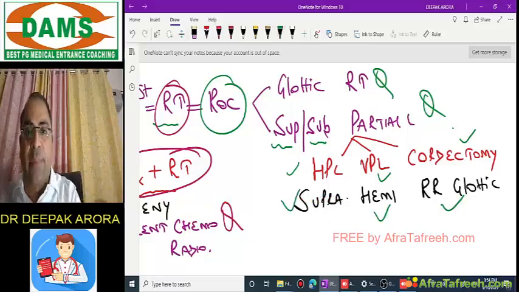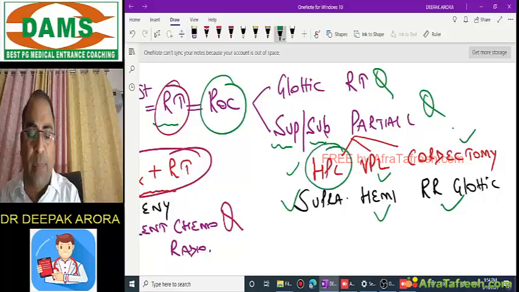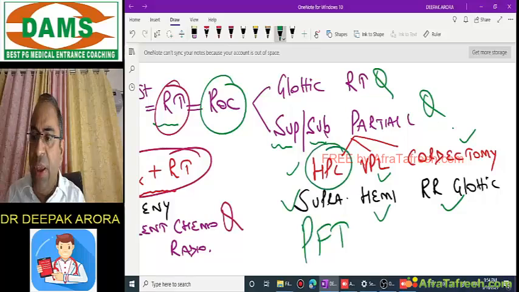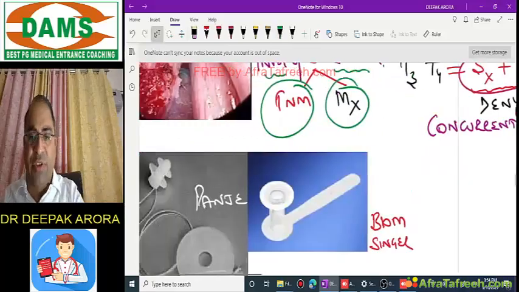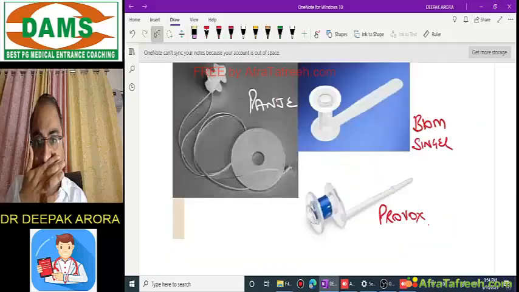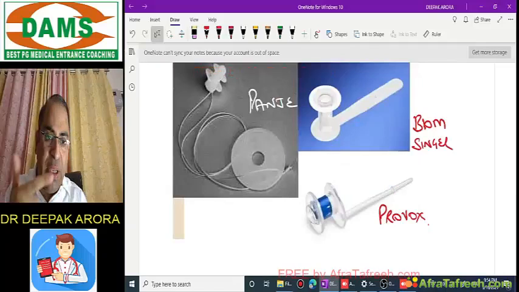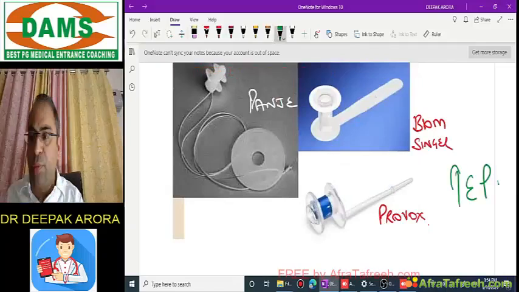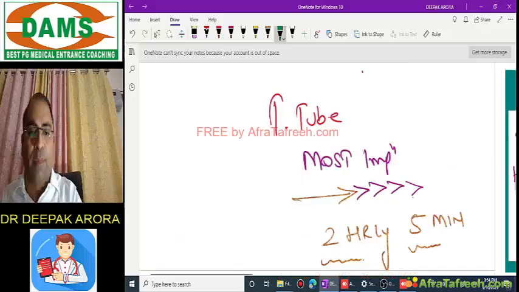Which is the expected MCQ for horizontal partial? What do we do? Pulmonary function test. PFT is mandatory. Coming to the next, vocal rehabilitation. Out of these three, they will show you one: FMG, Provox. All three are tracheoesophageal prosthesis. Always remember, important topic.